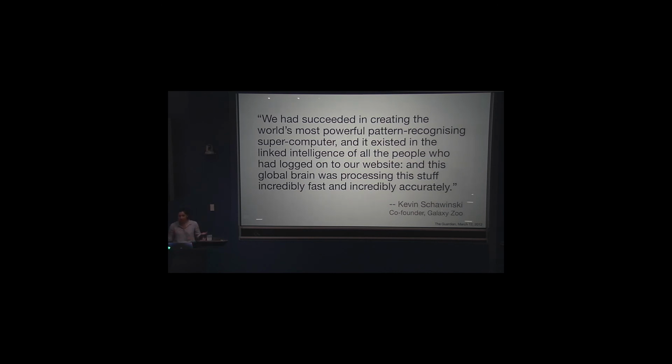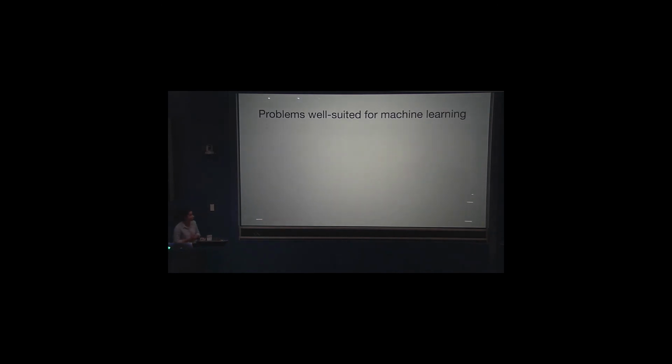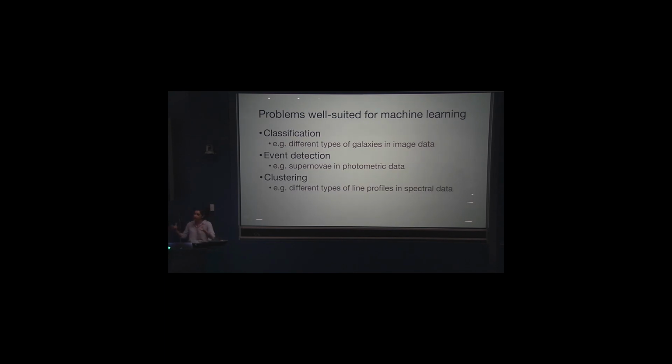So how can machine learning be useful to us astronomers? There are a few classes of problems that are particularly well suited for machine learning. One is classification, for example, classifying different types of galaxies in image data. A second is event detection, for example, detecting supernovae in photometric data. A third is clustering, or determining from a wide variety of characteristics how many groups your data fall into. One example of that is clustering different types of line profiles in spectral data. And a fourth is prediction, for example, predicting the occurrence of solar flares.